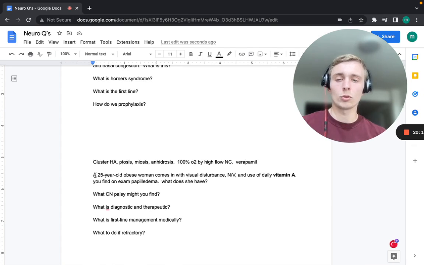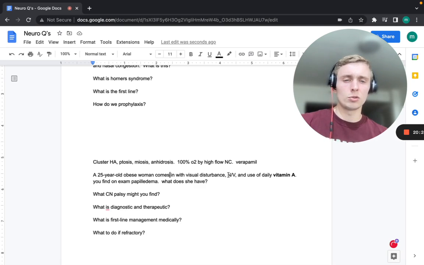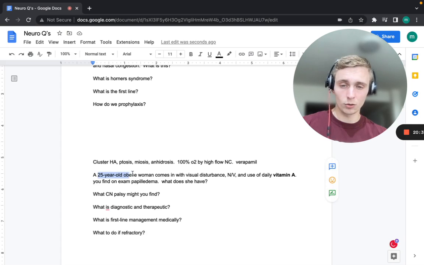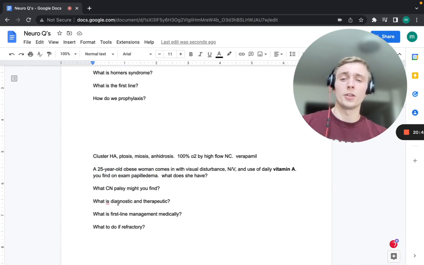Okay, next one is a 25-year-old obese woman that comes in with visual disturbance, nausea and vomiting, and the use of daily vitamin A. You find on her exam papilledema. What does she have? So interestingly, she takes vitamin A, you find papilledema, and she just has some general neurologic symptoms, and she happens to be a 25-year-old obese woman. What cranial nerve palsy might you find in this patient? What is diagnostic and therapeutic for this patient? What is the first-line medical management? And what do we do if refractory to the treatment that we're trying, such as that diagnostic and therapeutic procedure?